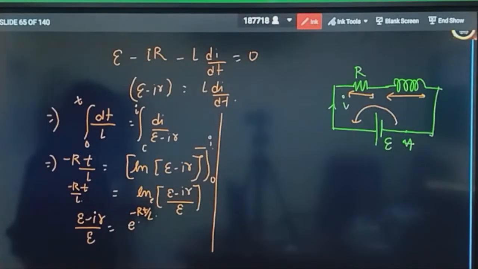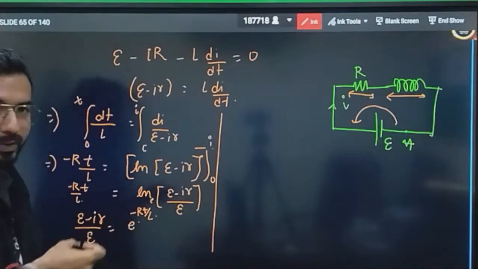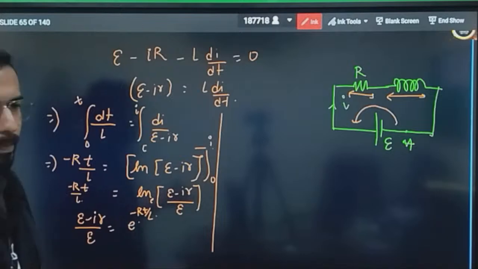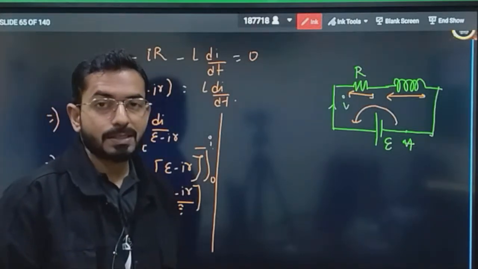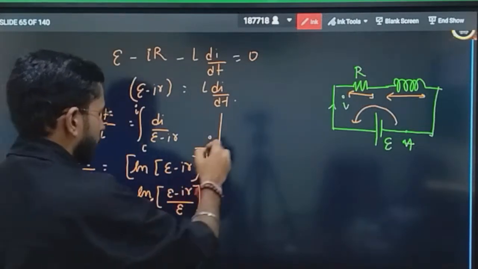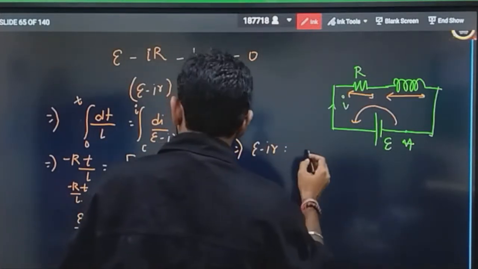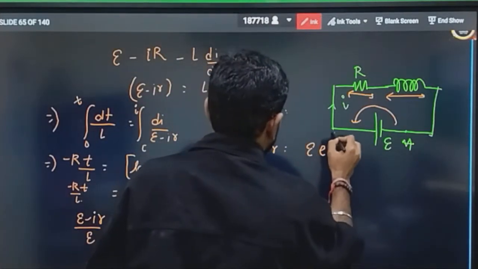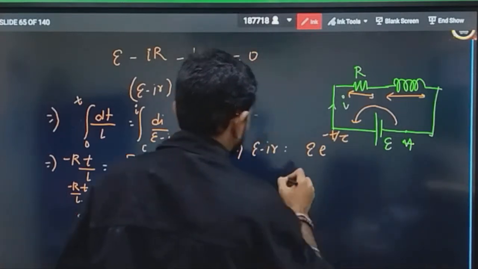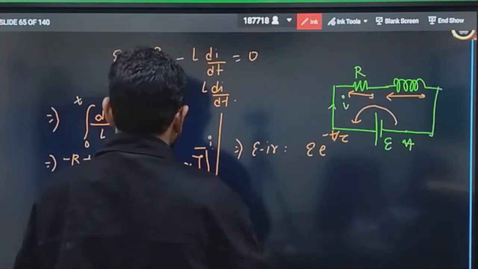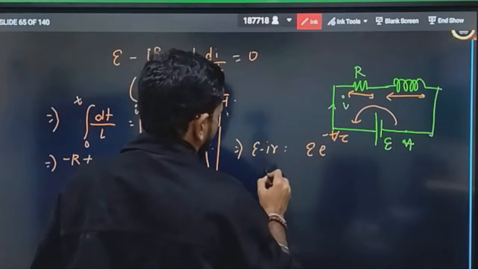Correct? And this L by R is defined as tau. Tau is a very important term that you have to remember. Tau is the time constant. Then I will write E minus IR is equal to E into e power minus t by tau, replacing L by R with tau. And then what will I do?